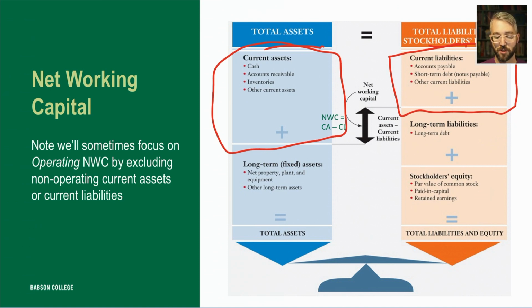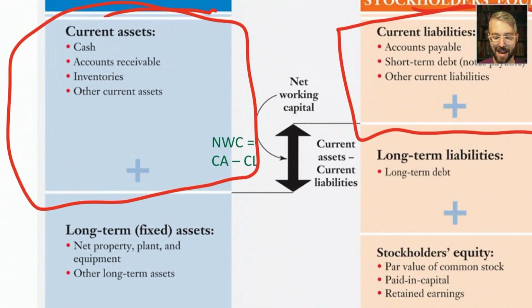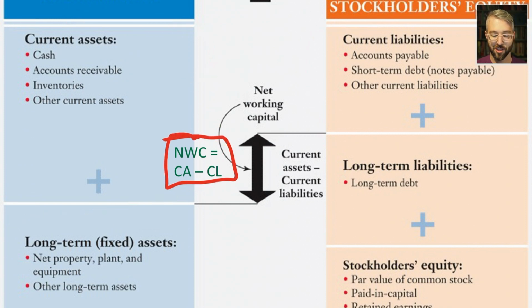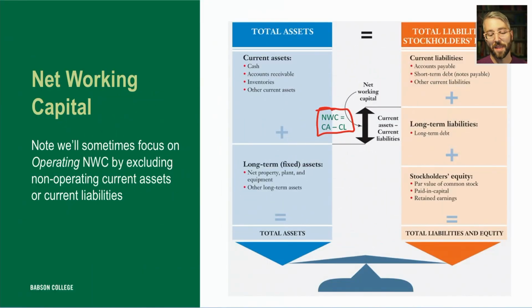The difference between current assets and current liabilities is a number called net working capital, okay? And that's in fact the definition of net working capital: it's the difference between current assets and current liabilities, okay? So net working capital equals current assets minus current liabilities. So the firm illustrated in this diagram has positive net working capital. Their current assets are more than their current liabilities.